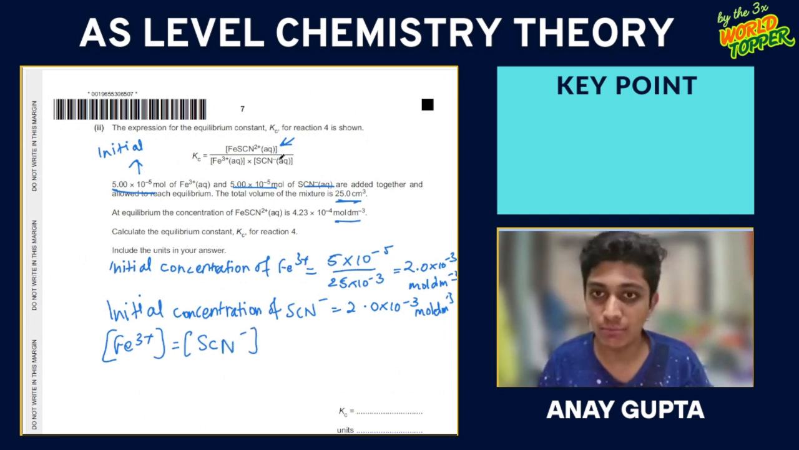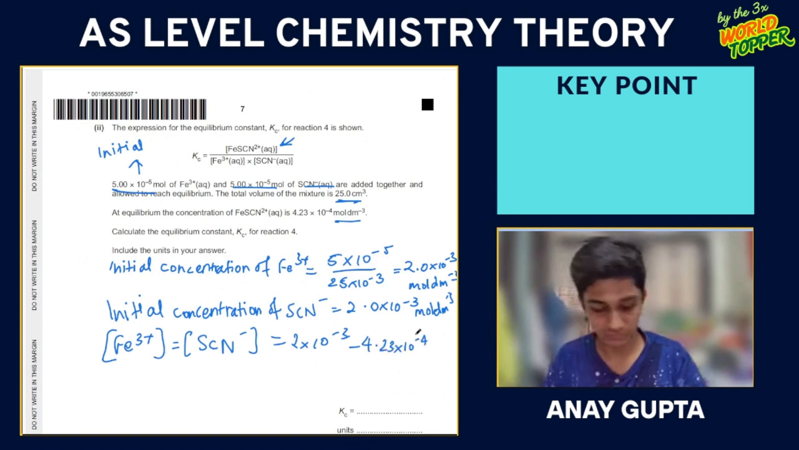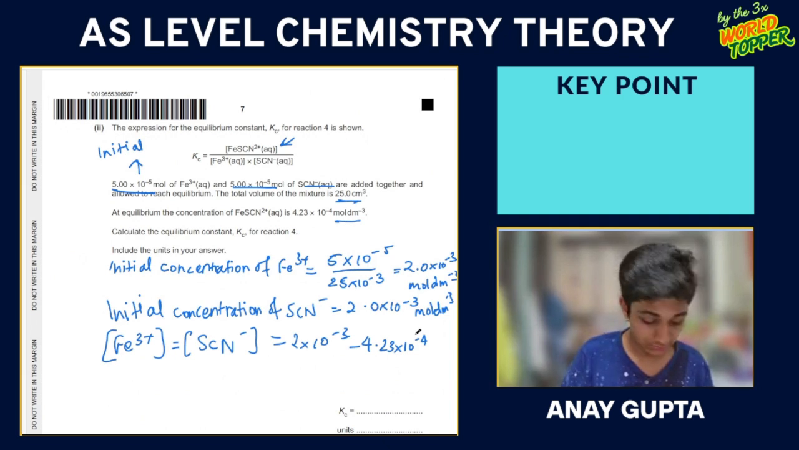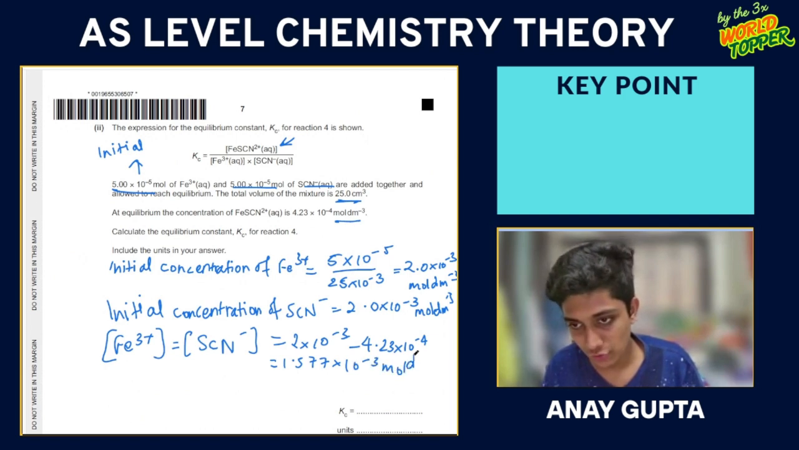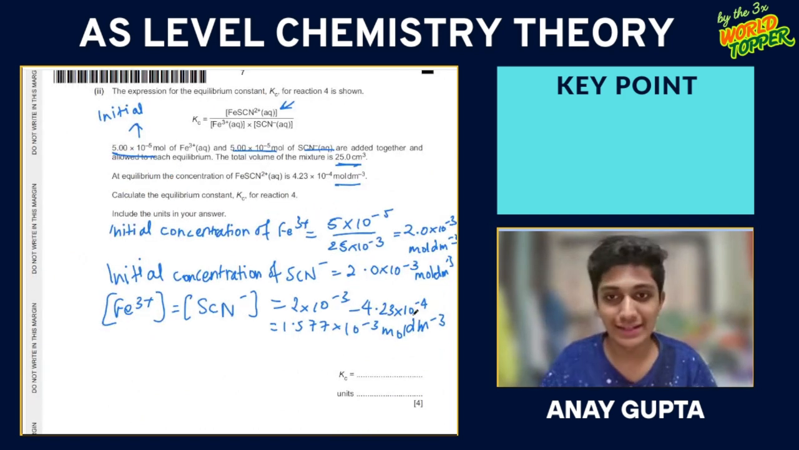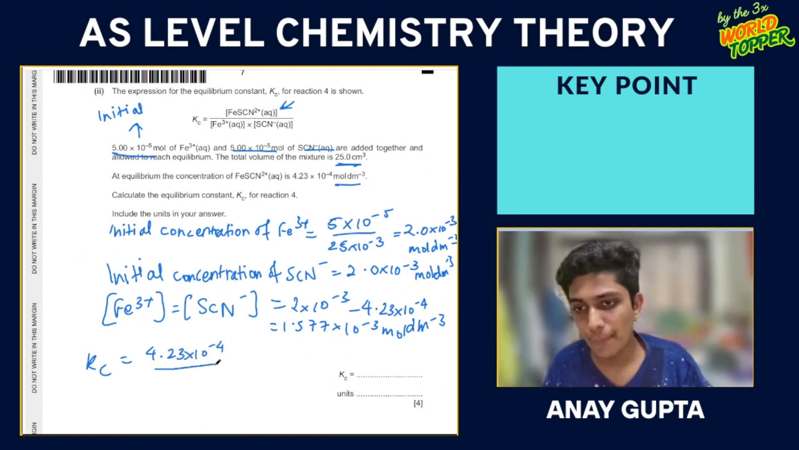So my final concentration of Fe3+, that is equal to the concentration of SCN-. Now I can use this notation because it is given to me in the question. It is going to equal 2.0 into 10 raised to minus 3 minus 4.23 into 10 raised to minus 4, which gives me 1.577 into 10 raised to minus 3 mole per dm cube. Now I have all my three concentrations, so I can substitute into the equation, which will give me 4.23 into 10 raised to minus 4 upon 1.577 into 10 raised to minus 3.